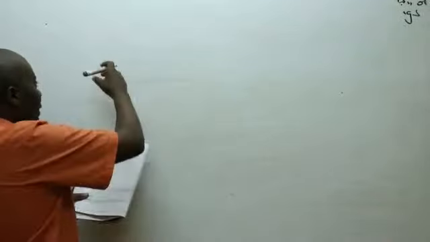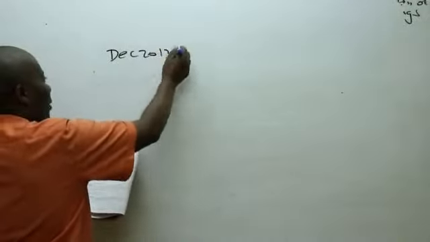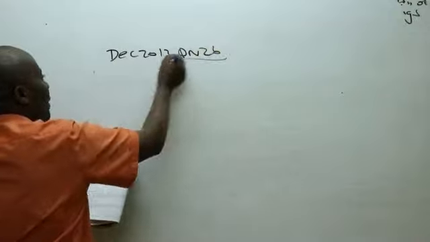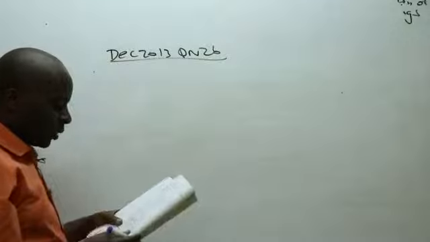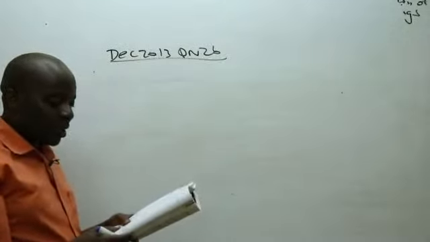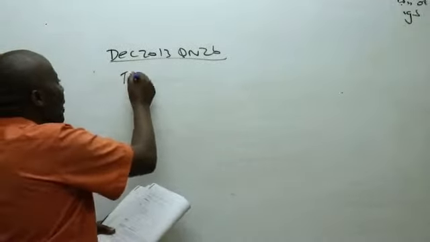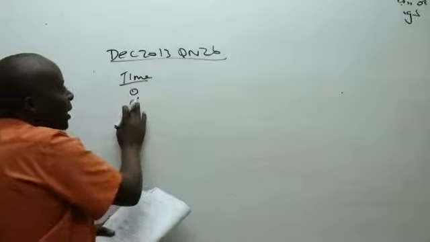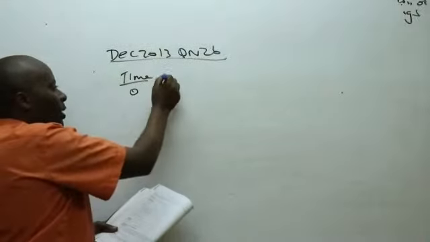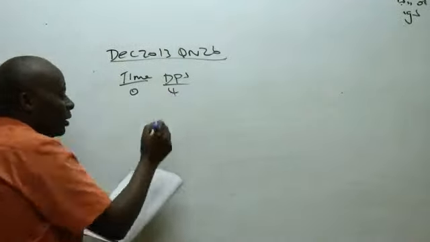So they're telling us December 2013, question number 2B. Mongo Limited currently pays a dividend of shillings 4. So currently, we have here time 0. The current DPS, ladies and gentlemen, they are telling us is 4.